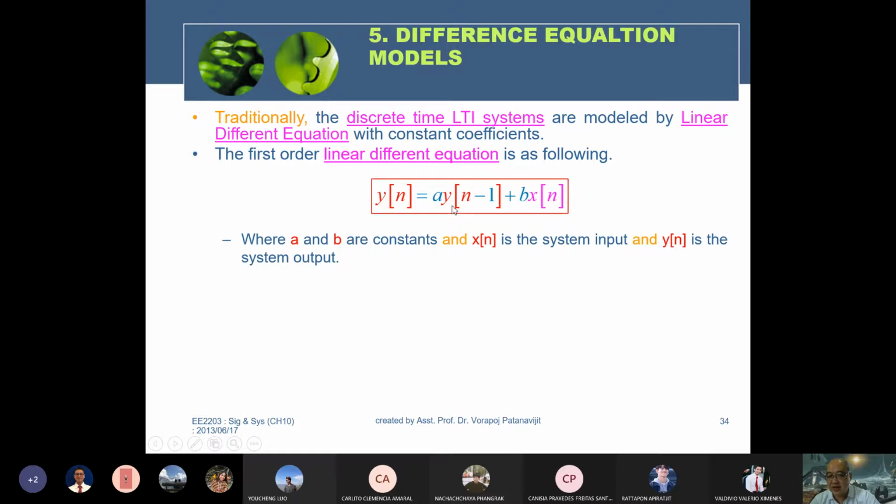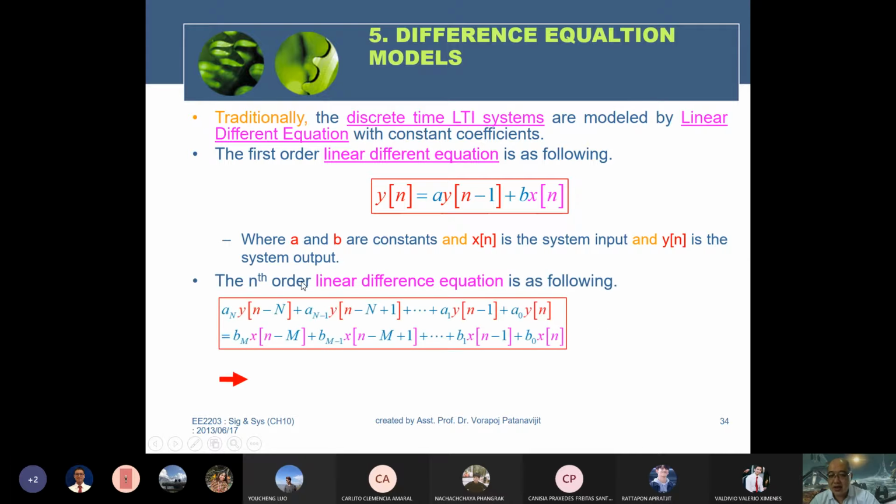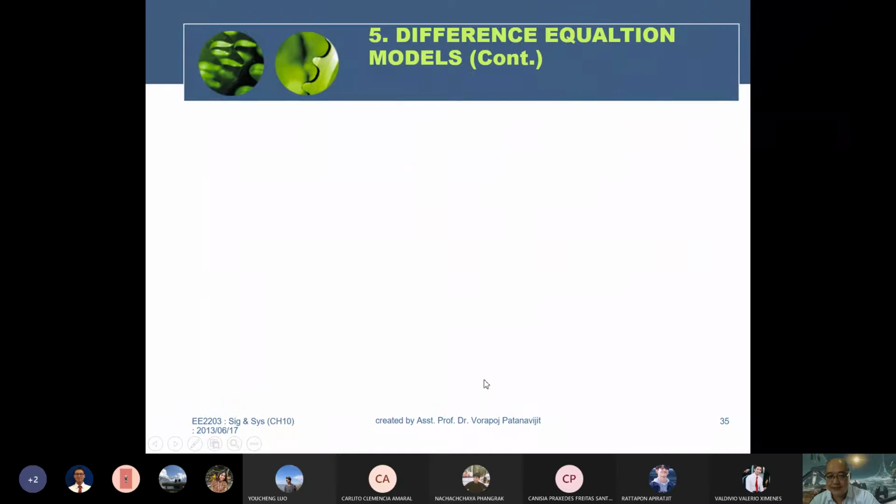from the differential equation. Here y(t) is a function of its derivative, but in the discrete domain it will be in the time-shifted versions of y and in x[n], where a and b are constants, x is the input, and y is the system output. The nth order linear difference equation is where you shift y[n] by n. We call them nth order. x is the same. You can shift them by many orders, but the order of the difference equation depends on the maximum shifting in y.